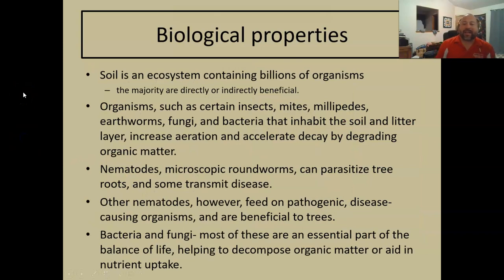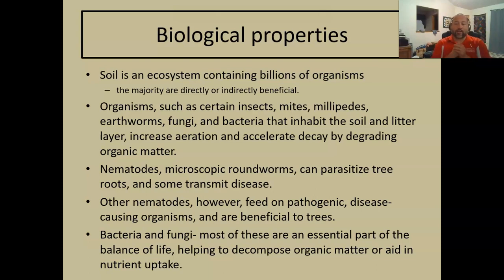In terms of biological properties, there are lots of things going on. Soil is an ecosystem, and it contains billions of organisms. The majority of the organisms are directly or indirectly beneficial. Like I said before, it's a very symbiotic ecosystem where everything has a hand in helping everybody else out. So that's why the majority are directly or indirectly beneficial, not some are good and some are bad. The majority of things within the soil are beneficial to the soil.